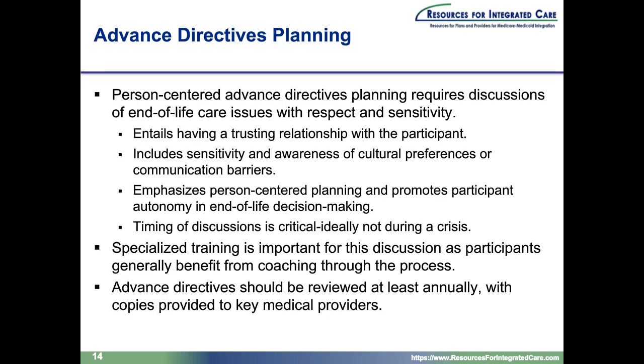The fourth critical area of care coordination is advanced directives planning. Person-centered advanced directives planning can help people identify their end-of-life wishes, such as who they would like to have present, how they would like to be made comfortable, what kinds of treatment they wish to have or not have, and what religious or spiritual support they want. It is important to have a trusting relationship with the participant, as well as take into account any cultural or religious preferences or potential communication barriers when having planning conversations.